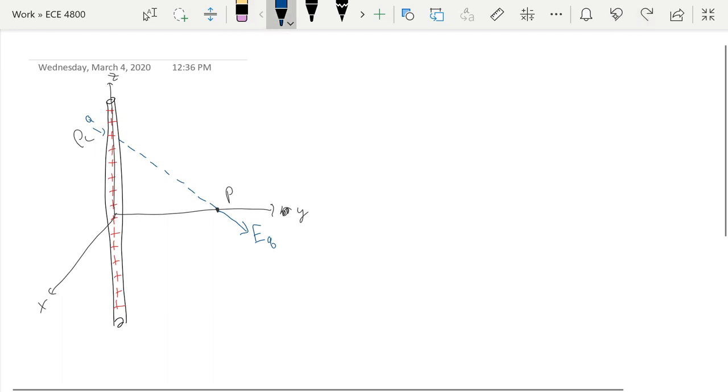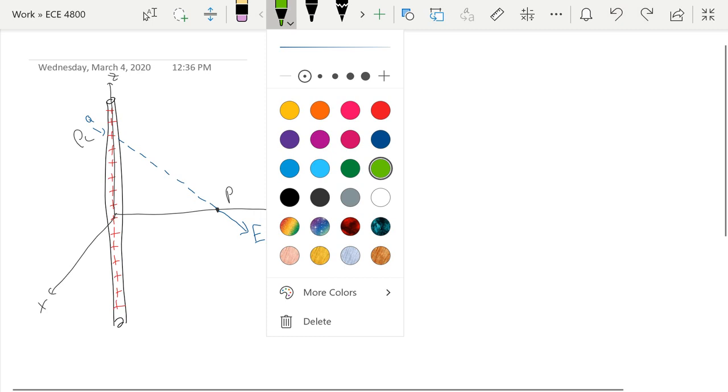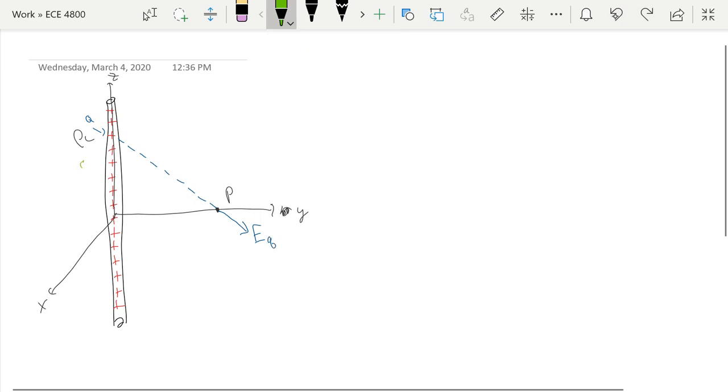All right, now just for kicks, I'm going to make sure that we understand. What if we look at this point, Q2? Again, we draw the electric field component from there, and that electric field is going to be pointing in a slightly different direction. You all see that? So every charge on the z-axis is going to contribute some electric field at that point P. And we have to add up all those contributions in order to get the total electric field.